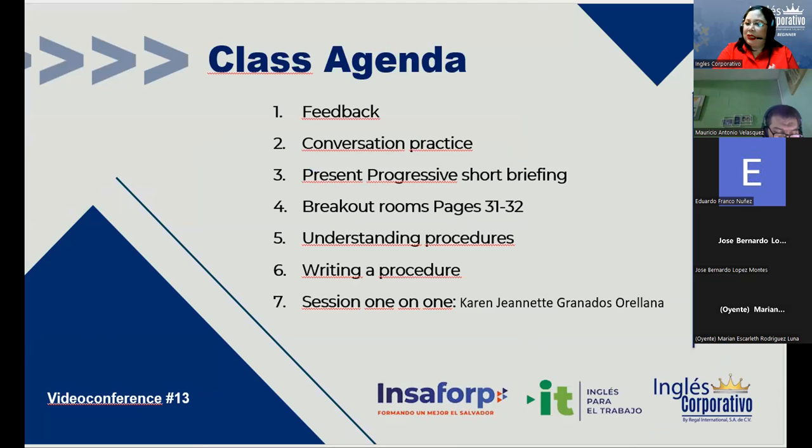Our agenda: first, our feedback. Now we have some conversation practice, even though we had it. The present progressive short briefing that we are going to do in this very moment. And then we go to the breakout rooms. Again, if we have enough time, we'll work on page 33. It's not 31 and 32, it's 33. And then remembering a little bit about the procedures and the ing, like gerunds. Then the one-on-one session for tonight is for Karen. Karen Janet, it's your turn tonight.